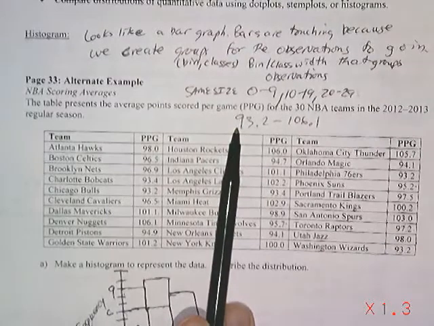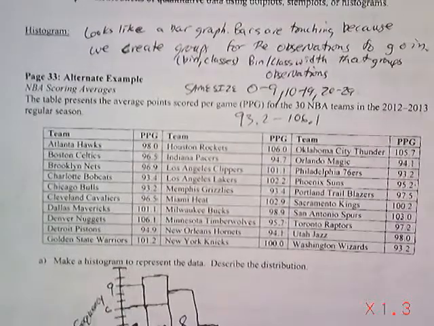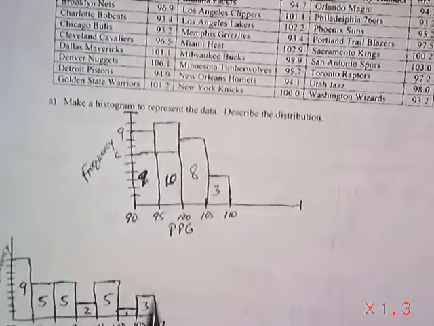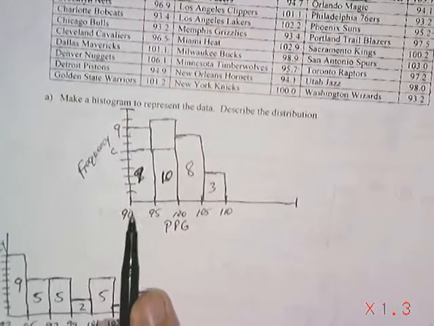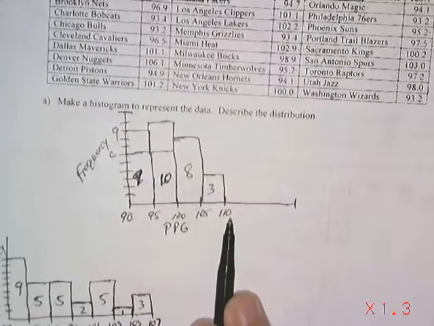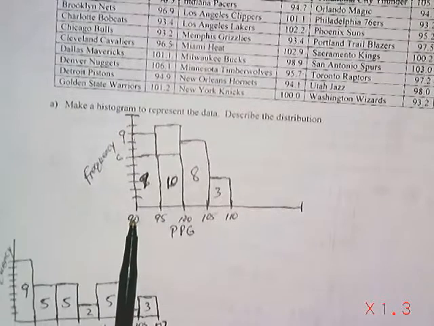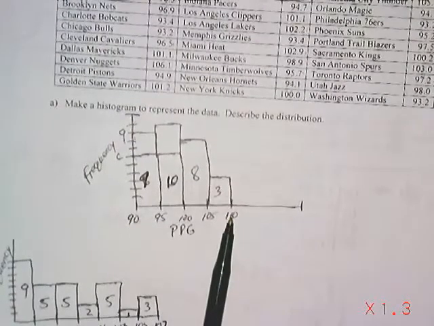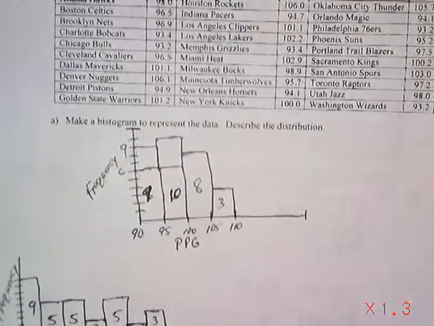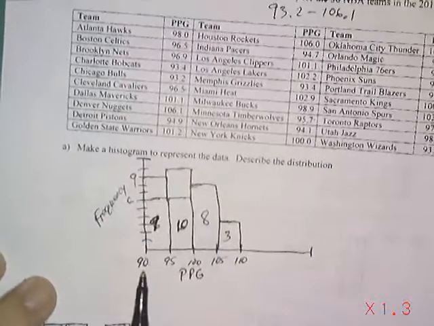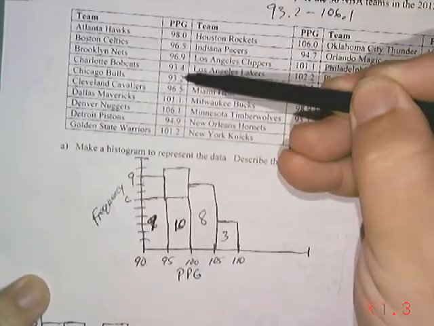Then what we do is we just count from 90 to 95. You can see from 90 to 95, there's 1, 2, 3 that fit there, 4, 5, 6, 7. Over here we have a seventh one, 8, and then 9. We have 9 teams that scored between 90 and 95 points. And so we put 9 in there. Then we would complete the histogram by counting how many teams scored between 95 and 100, and how many teams scored between 100 and 105, and so on and so forth.